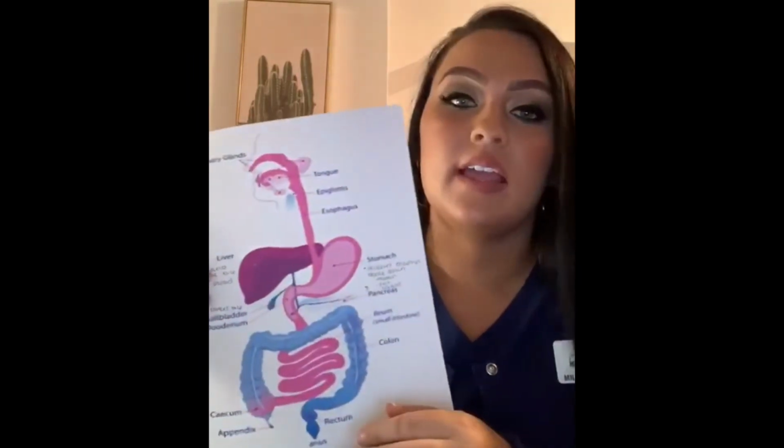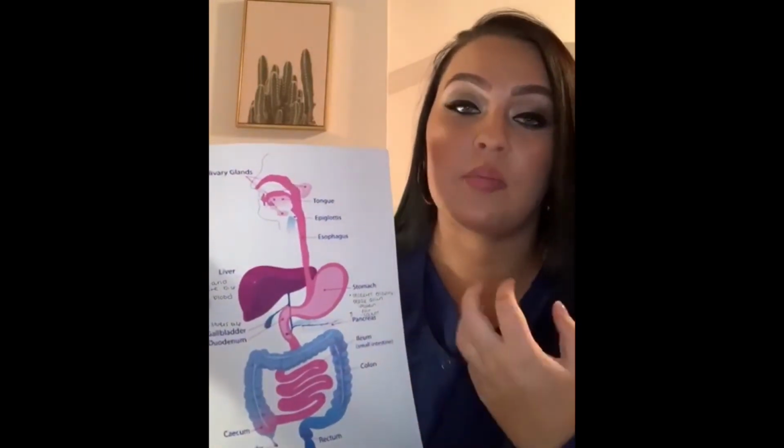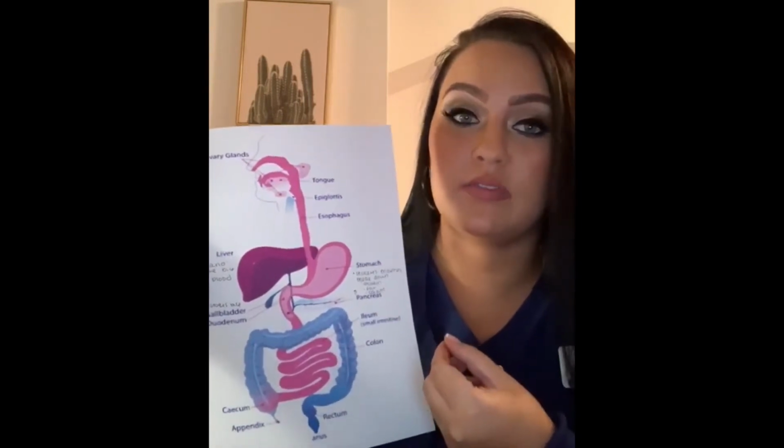So this is the start or the beginning of our gastrointestinal system. It begins at our mouth. So when we eat food, we bring it into our mouth and we start to chew it up. As we chew it up, we have these salivary glands that give us saliva that help the process of starting to break down these foods for us.